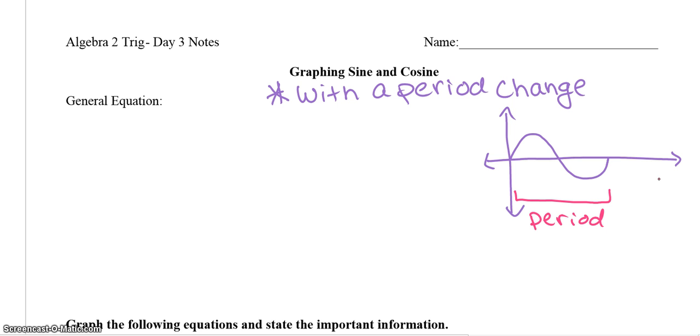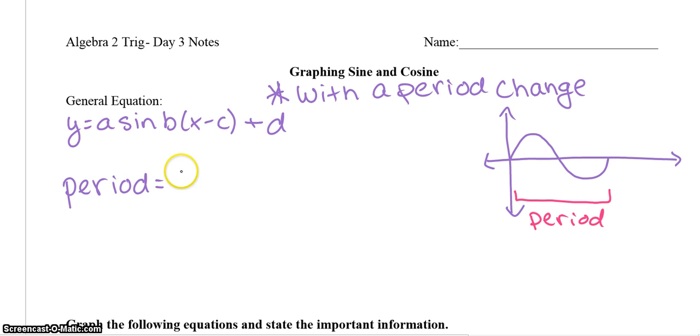So remember, the general equation is y equals a sine of b times x minus c plus d. Now when we're talking about the period change, we're going to be using b. In order to find the period, we do 2 pi over b. So the period is something you're going to have to calculate every time. It's not just b. You calculate it using this.